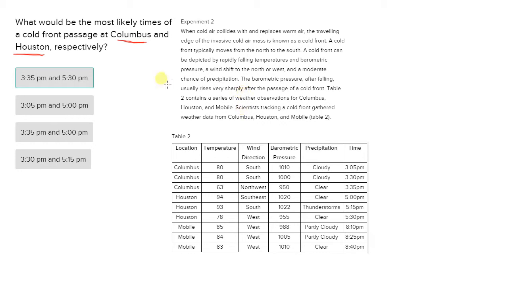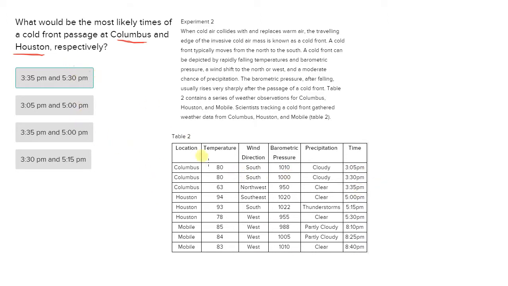My name is Jake Puzicki, and this is an ACT Science Research Summary question. In this question, we are going to look into the table to figure out what the most likely times are that a cold front passed through Columbus and Houston. If we look at table 2, we see that we have weather data on Columbus and Houston and the specific time that that weather data was taken.